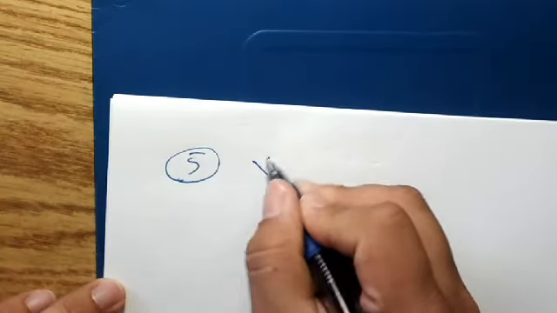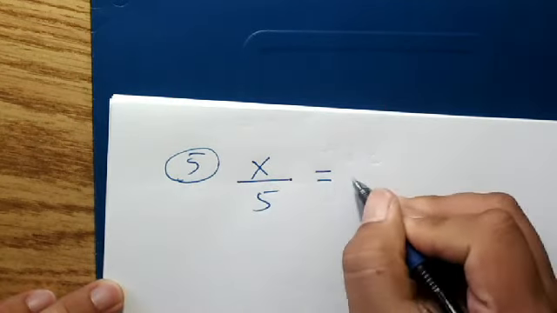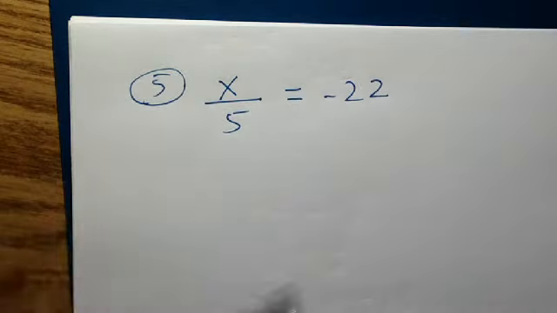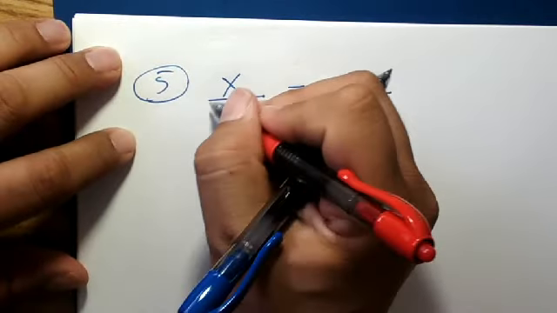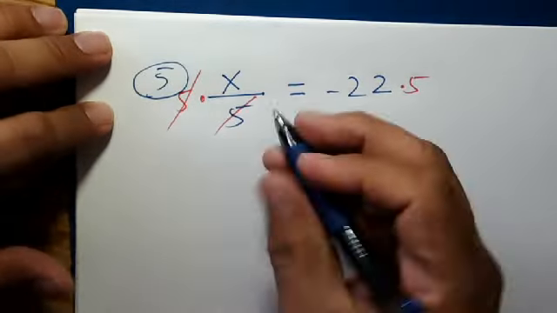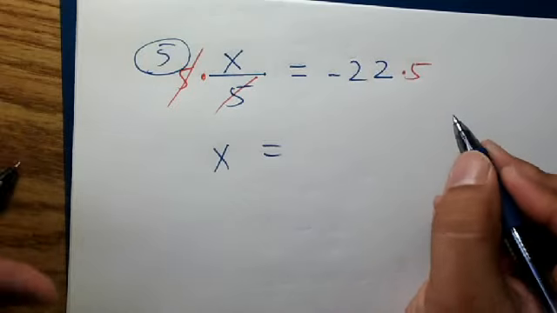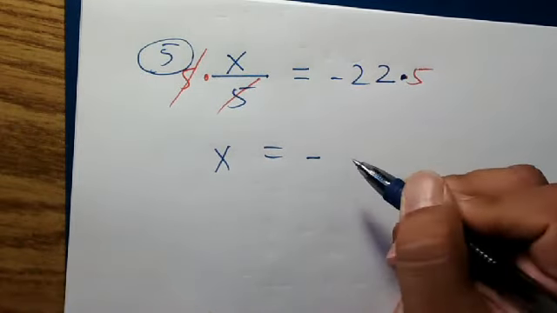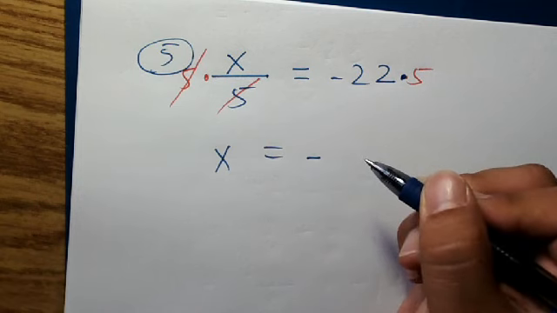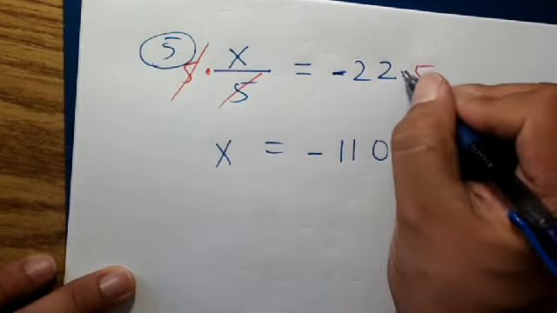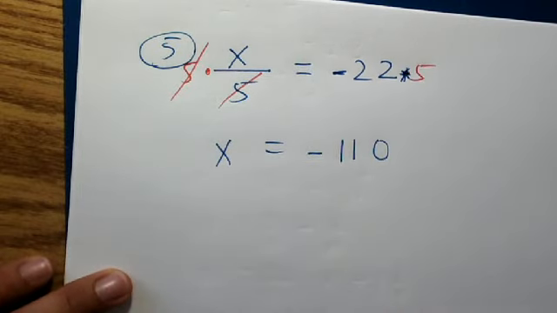Number 5. You have x over 5 equals negative 22. Piece of cake. What do we do? Multiply by 5, multiply by 5. x would equal negative 22 times 5. What's negative 22 times 5? What's 22 times 5, guys? Negative 110 in this case, because we have a negative and we're multiplying that by 5. Great.